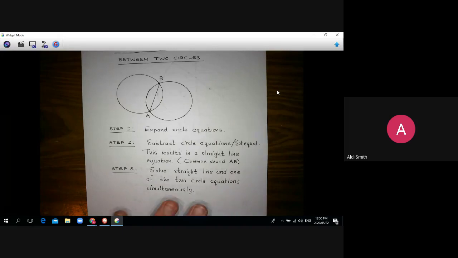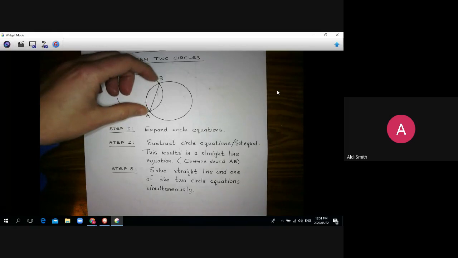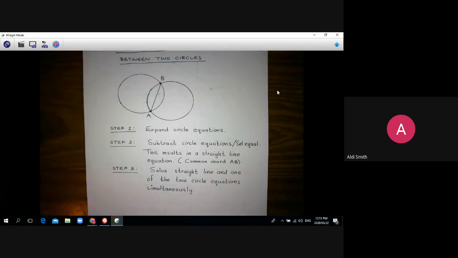But you need to be aware of the fact that when you subtract two circle equations, or when you set two circle equations equal, you will always get a straight line equation, and that straight line equation will always be the common chord AB. So sometimes they might not actually ask you to find the points of intersection. They might just ask you to find the equation of that common chord. And to find the equation of that common chord, just go and subtract or set the two circle equations equal to each other.